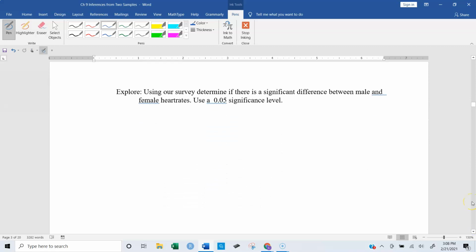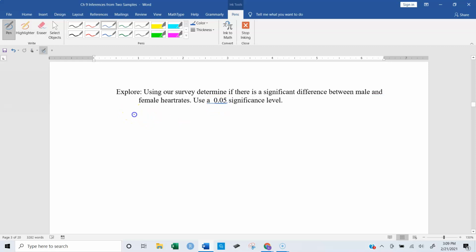I needed to give you more information when we talked about this. So we're going to use our survey. I'm going to walk you through the requirements, and then I'm going to let you go on your own to finish this. There's a significant difference between male and female heart rate. So we're looking at our data that we've already collected and a 0.05.